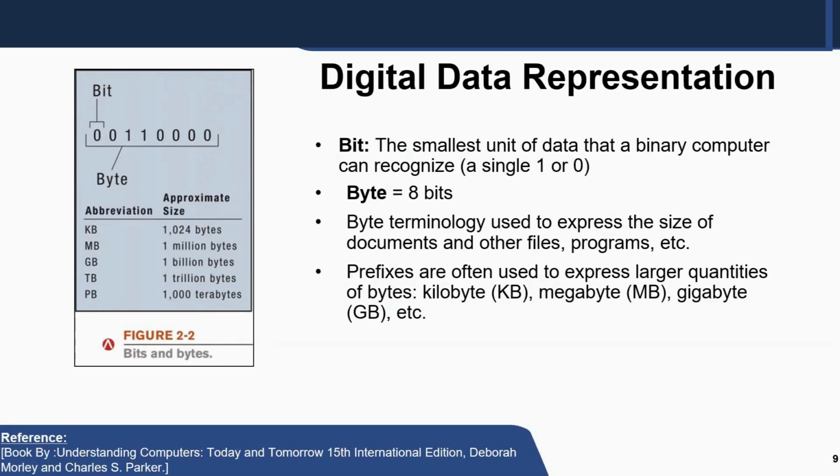So you know that your hard disk capacities or mobile capacities are represented by how many GB of space it has.